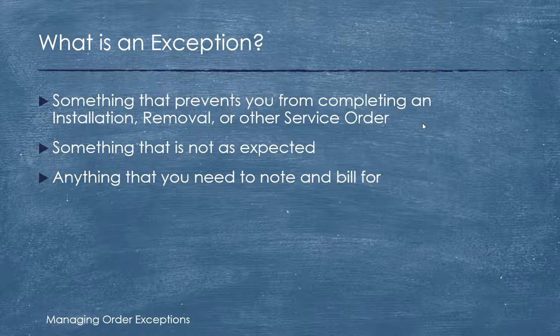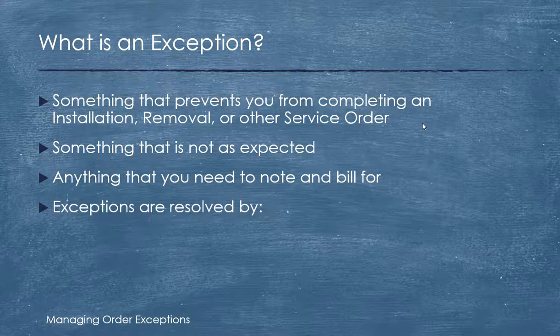So things like this might be on an installation, arriving at the job site. You can't get in because there's a gate code and they didn't give it to you. So you might want to charge a trip charge, and you still have to do the installation later. Or maybe doing a removal, very common. You show up to do the removal and the post is missing. So where is it? Is it in the garage? Did the homeowner take it away? Whatever. But you need to make a note.